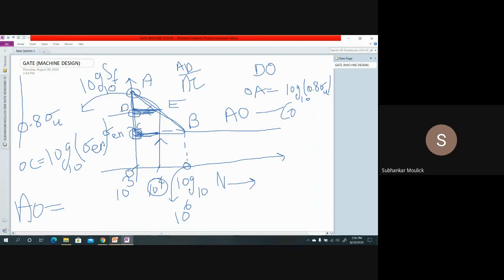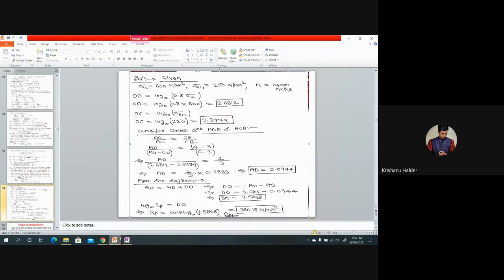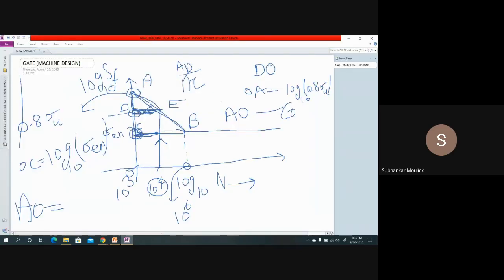Is it clear? Yes sir. Fine. So AO we have already calculated, minus AD we have just calculated. So I got the value of DO as 2.5868. That means this particular value of DO.